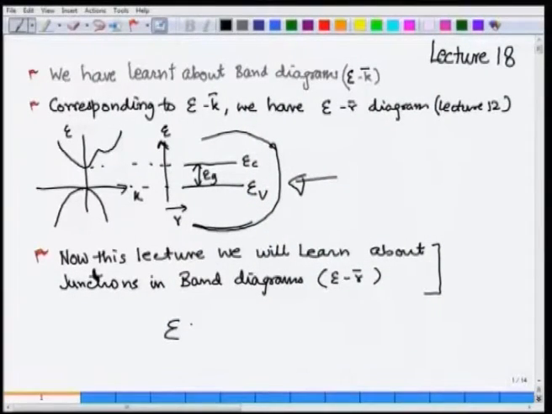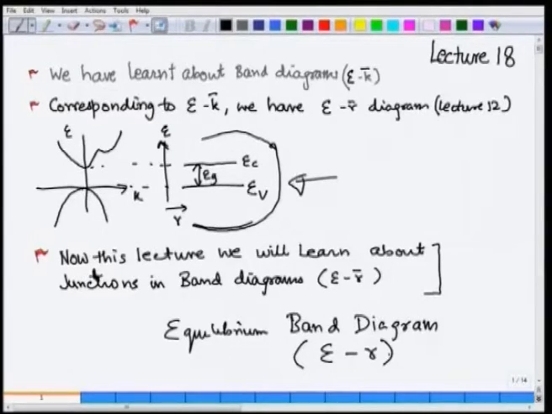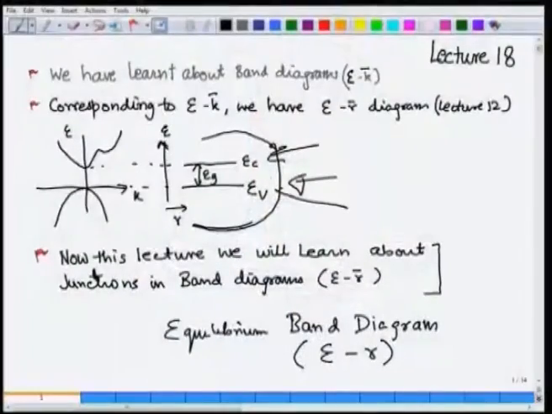If we join two materials, then the question we ask is what will be the equilibrium band diagram, still sticking to energy versus position. That means I have joined two different materials. The question is how should I draw EC and EV? Just in this case right here, I have drawn EC as a straight line and EV as a straight line.